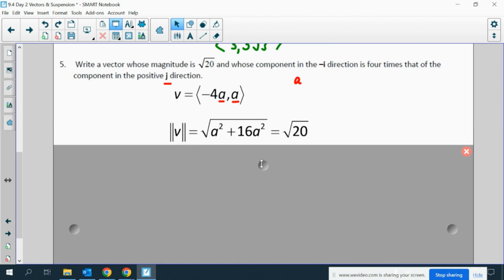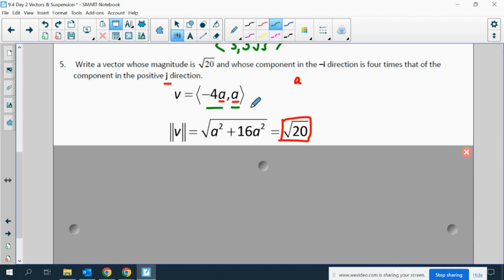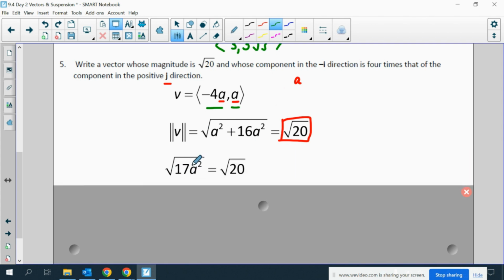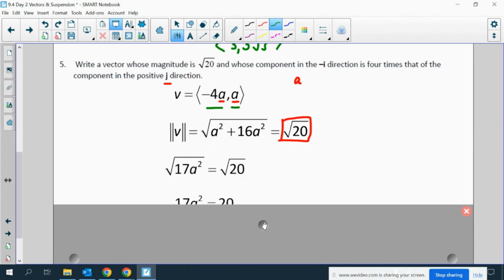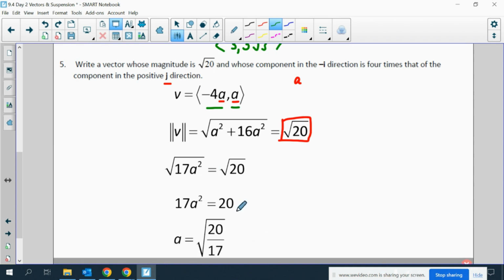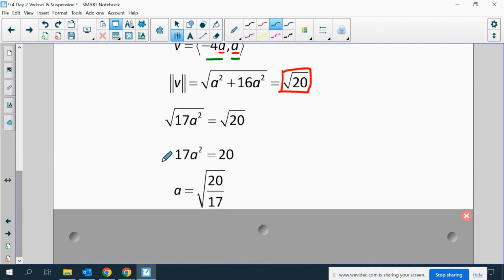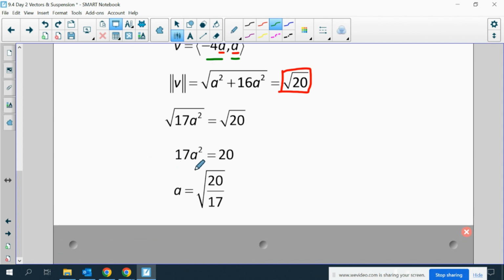So a is just my unknown quantity that I'm going to have to plug back in to see what the answer is. Now, I know that the magnitude of this vector v is the square root of 20. And I also know that the magnitude is going to be the i part squared plus the j part squared. So I have 16a squared plus a squared inside of a square root. So the square root of 17a squared is equal to the square root of 20. Then you just do a little solving and you end up getting the square root of 20/17. You do not have to simplify that in this unit. You can just leave it like that.